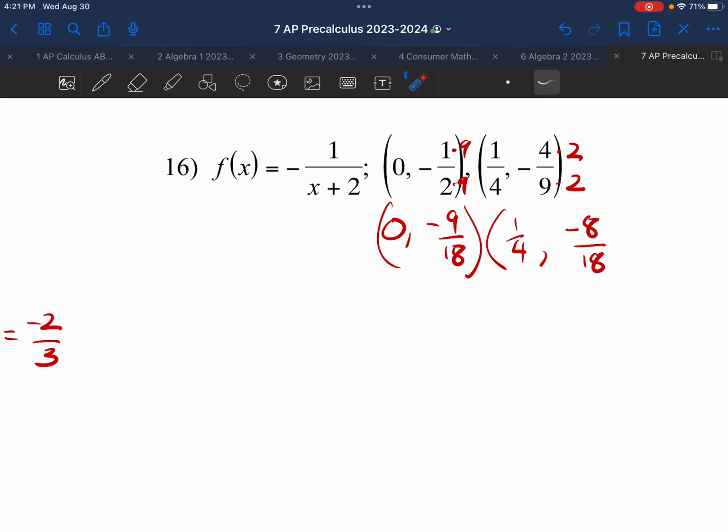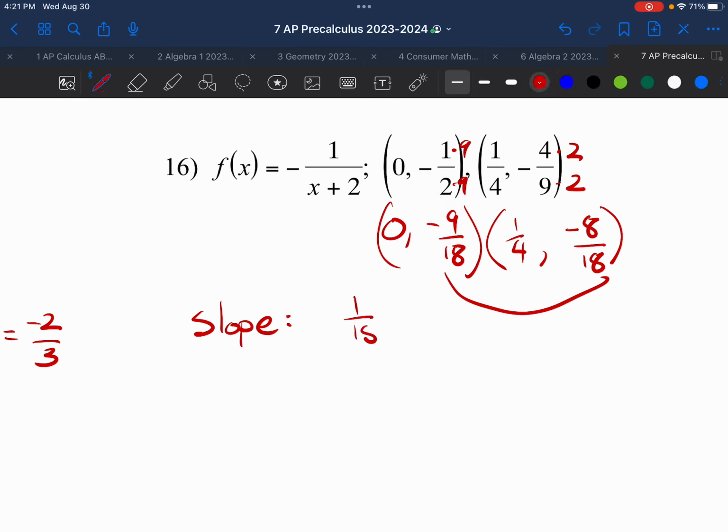Okay, so we have the same denominator here and here, so it should be an easy question as to how much we're increasing or decreasing. So let's go ahead and work on our slope. Our slope definition is the change in y. How much do we change in y? Well, we have the same denominator. To get from negative 9 to negative 8, we have to add 1. So we're going to add 1/18th. That's a change in y.